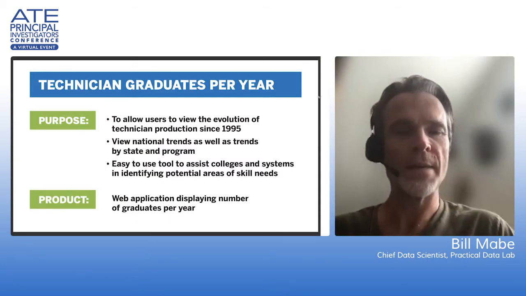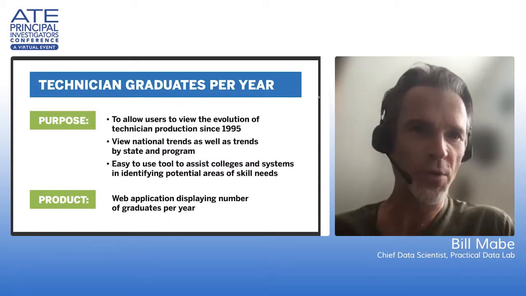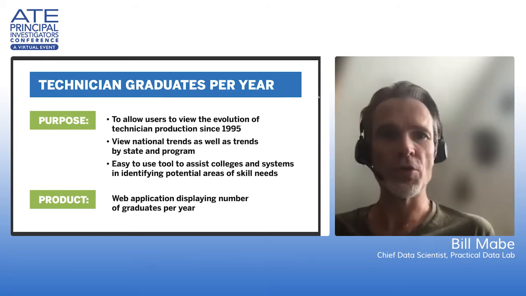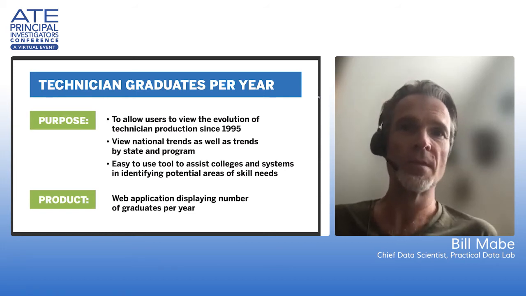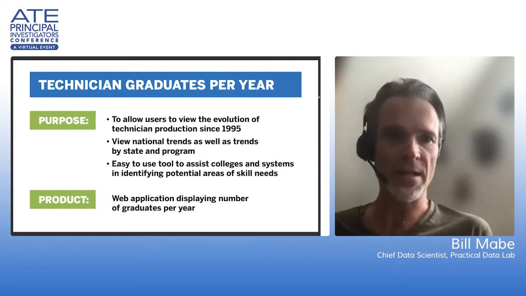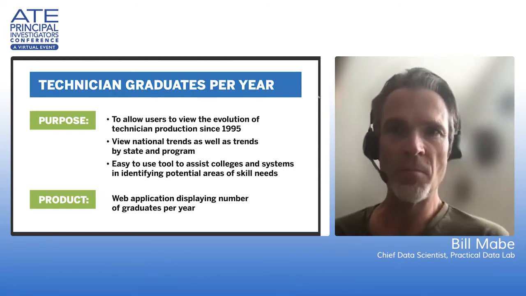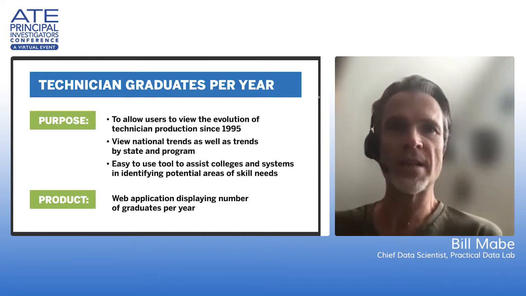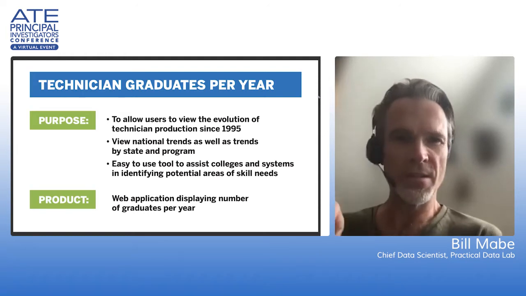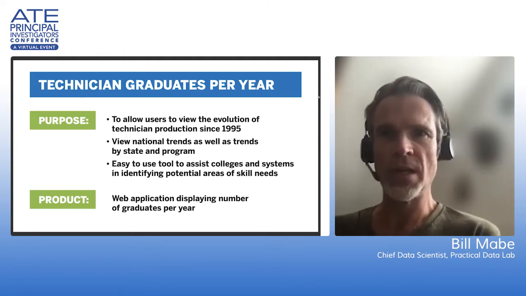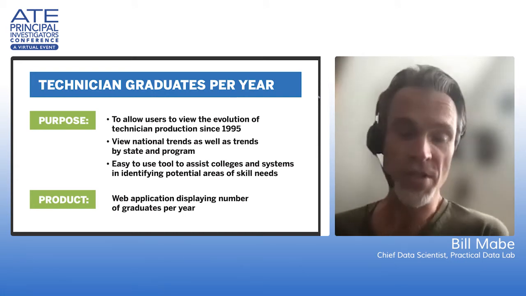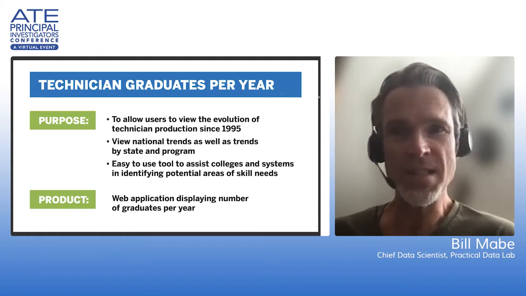The app displays the technician graduates per year, in order to allow people to see the evolution of the number of graduates completing technician programs over time, and we have data going back since 1995. We're presenting the data both at the national level and at the state level, to see national trends as well as state level trends, hoping that the state-level data might be more useful for local colleges to see what's happening or has happened in their state. And the hope is that it's easy to use.